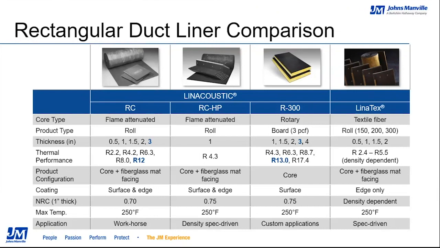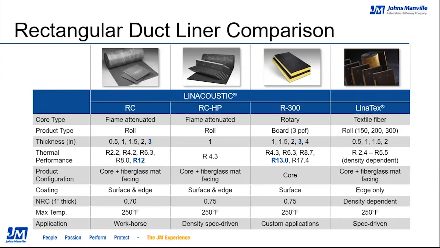The second product here is our LINACOUSTIC RC HP. Very same characteristics as our RC product. We make it to a little bit higher density, which gives us a slightly higher R value and a little bit better noise reduction coefficient. And it's great when you're looking for a density-driven specification where performance is something that you're looking for. We like a 2-pound or a 3-pound type density specification. I'll talk to density in a little bit here, but it's a great product for that type of application.